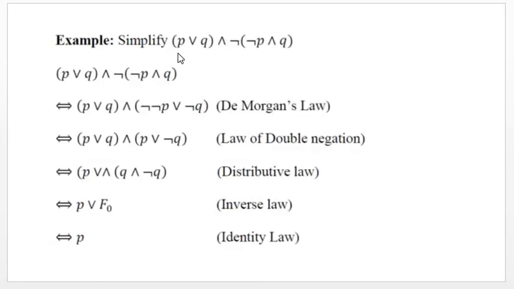Another example, simplify P or Q and negation of P and Q. So P or Q and negation of P and Q is equivalent to P or Q and negation of P or negation Q by applying De Morgan's law. Now apply a double negation rule. So this is logically equivalent to P or Q and P or negation Q. So by applying inverse law we get P or F naught, and by applying identity law, that is logically equivalent to P.